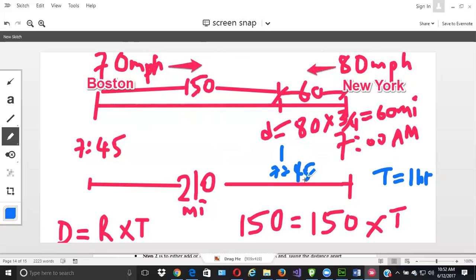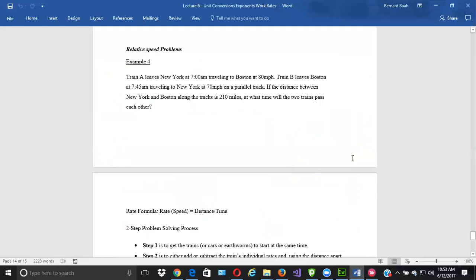And so in 1 hour, 1 hour after 7:45, they would be somewhere here. One of the trains would have traveled 80 miles, the other would have traveled 70 miles, but we don't really care about that. The important thing is that they will meet or pass each other at 8:45, exactly 1 hour after 7:45 a.m. So that's the answer to our question. At what time do the two trains pass each other? They will pass each other at 8:45 a.m.